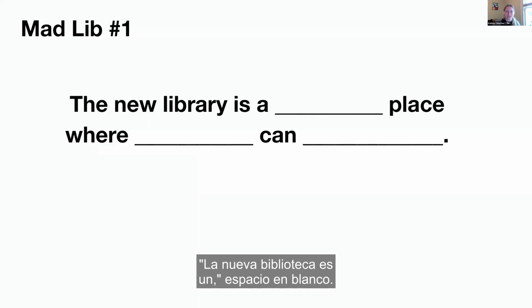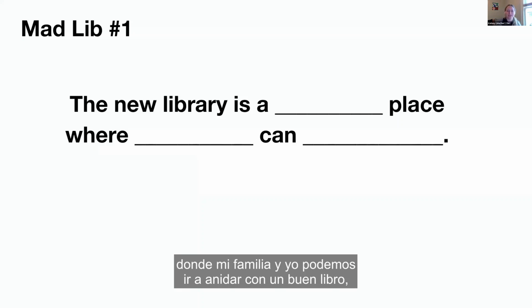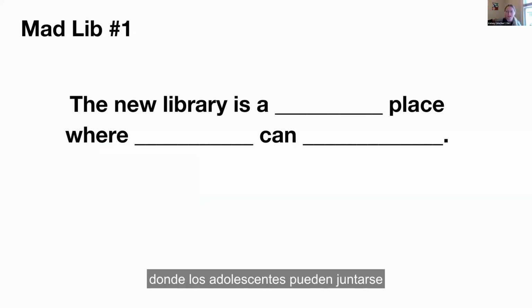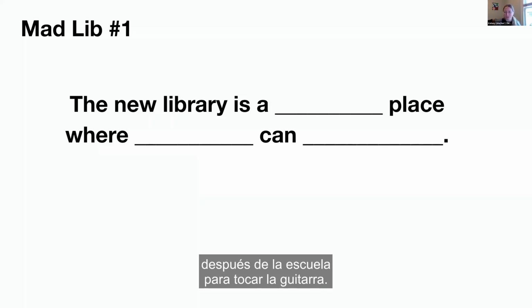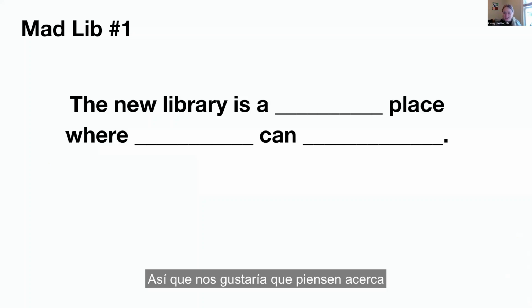So the first prompt is: the new library is a blank place where blank can blank. So maybe that's the new library is a really quiet and peaceful place where my family and I can go to nestle up with a good book. Or maybe the library is a really lively place where teens can get together after school and play guitar. So we'd love for you to think about how the spaces will function and just fill in the blanks for how that looks to you.